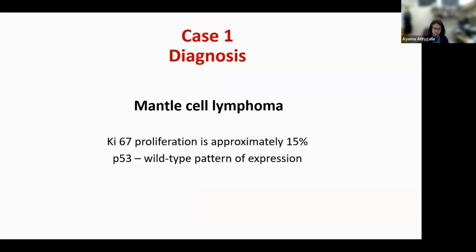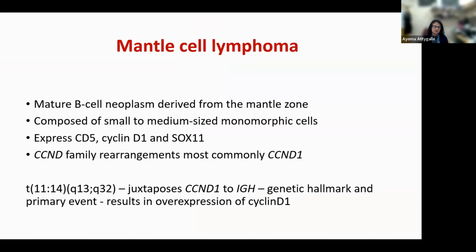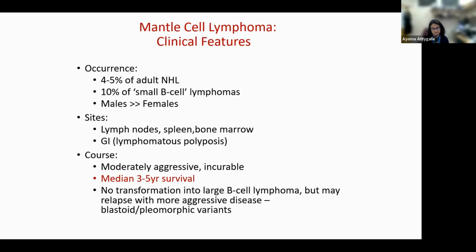So this is mantle cell lymphoma with a Ki67 proliferation index of approximately 15% and a P53 wild type pattern of expression. So mantle cell lymphoma is a mature B-cell neoplasm derived from the mantle zone. It's composed of small to medium-sized monomorphic cells, and it expresses CD5, cyclin D1, and SOX11, and it's characterized by CCND family rearrangements, most commonly CCND1. So the juxtaposition of CCND1 to the immunoglobulin heavy chain locus results in the 11;14 translocation, which is the genetic hallmark, and it's a primary event. It results in overexpression of cyclin D1.